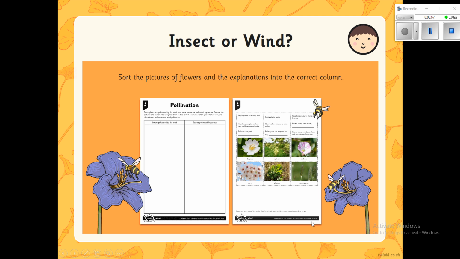So what I want you to do now is sort the pictures of flowers and the explanations into the correct columns, which are on your Google document. So you're going to have 9 explanations, and I want you to put them into the correct columns. What I would say with this is imagine you were a bumblebee, and you were flying through the sky and you wanted to go to a flower. You're not going to choose one that looks horrible or smells bad or tastes bad. So you're not going to go to any of them.